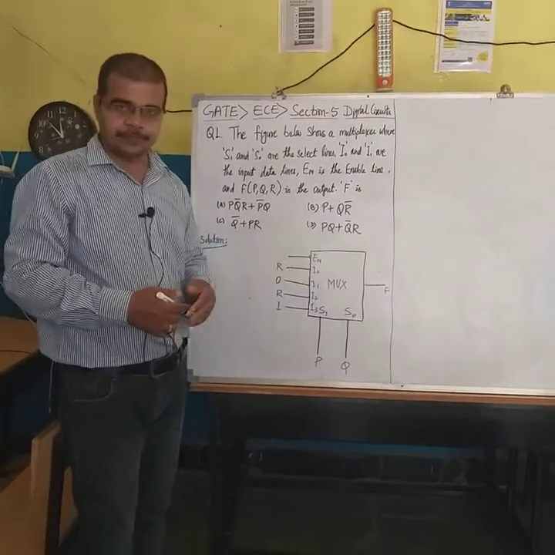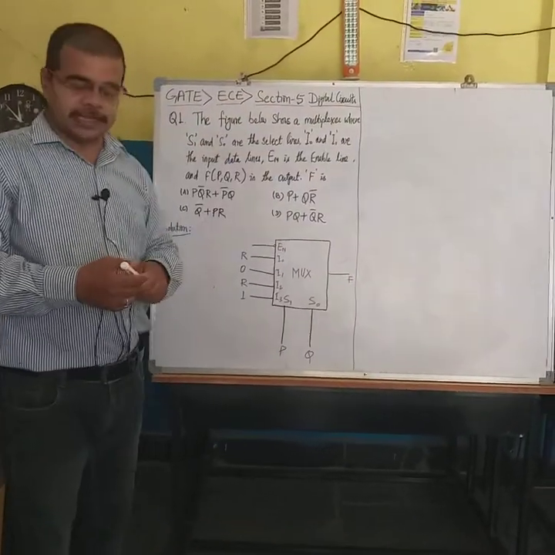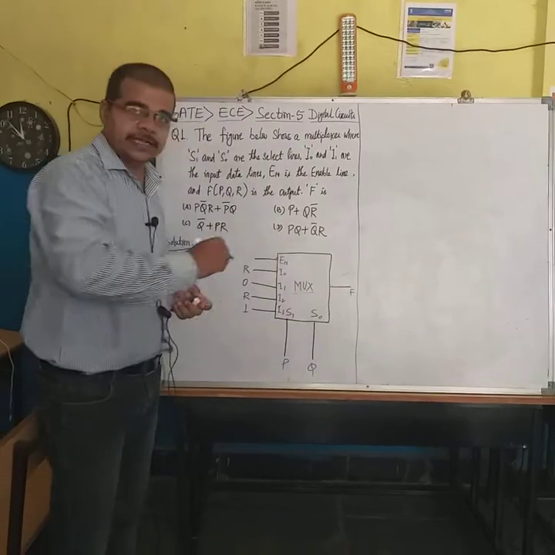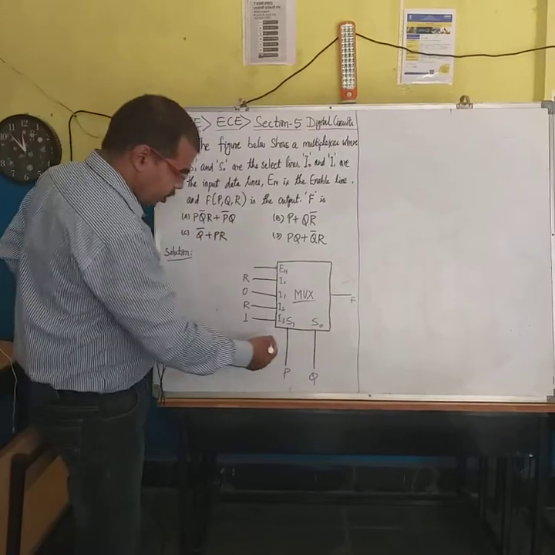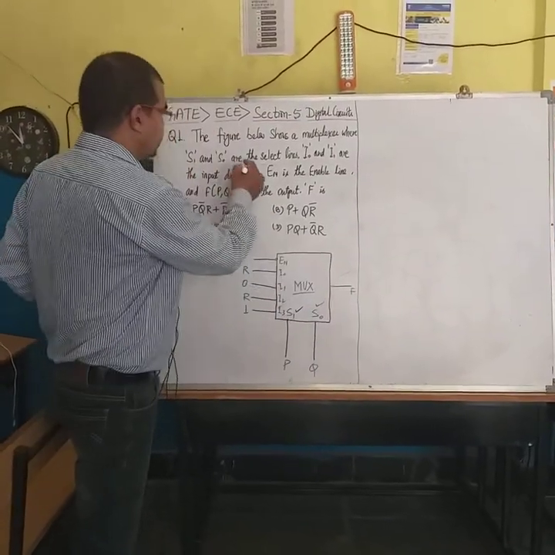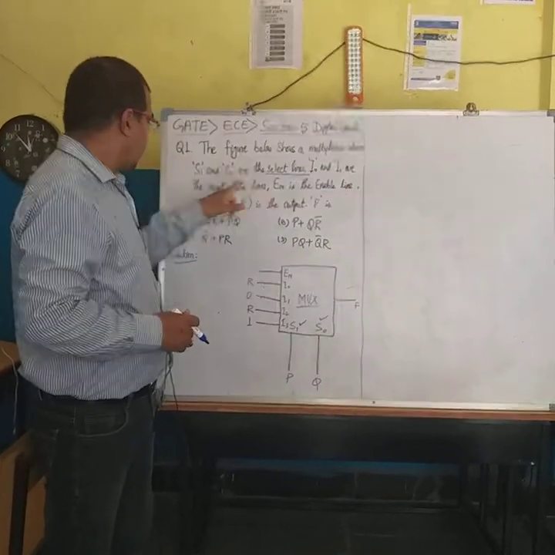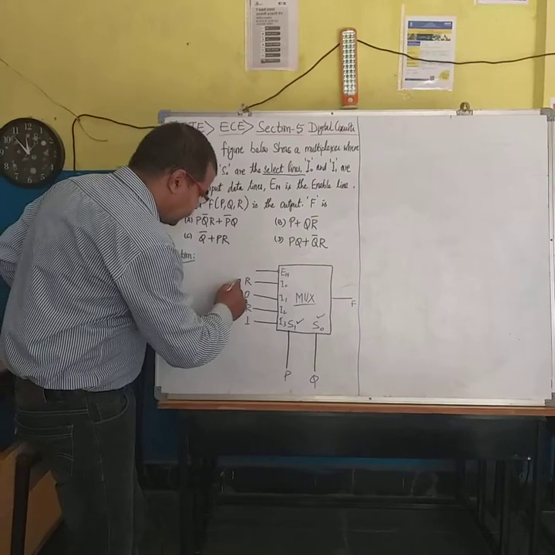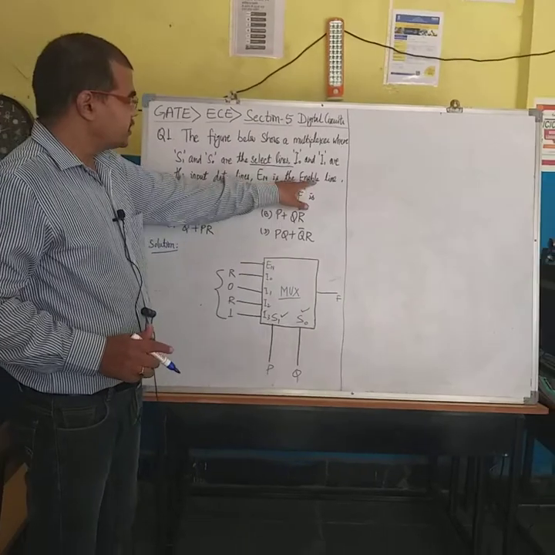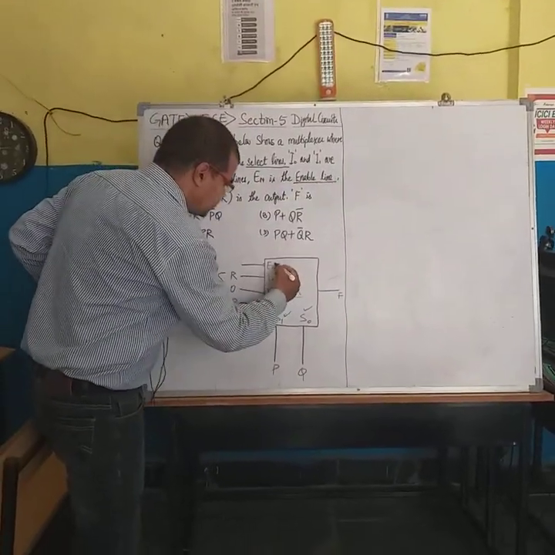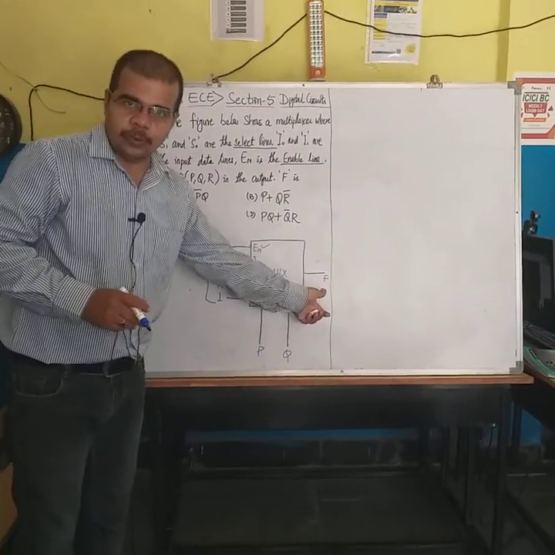Now let us see the figure. Before proceeding, you see that it is telling that it is a multiplexer, and here S1 and S0 are the select lines. I0 and I1 are the input data lines. EN is the enable line. We need to find your output F.